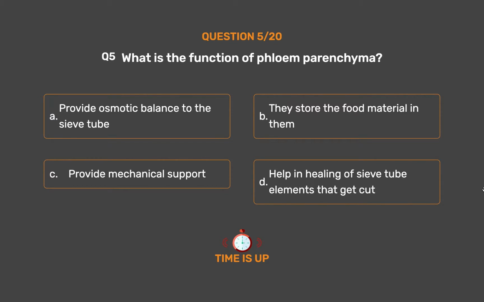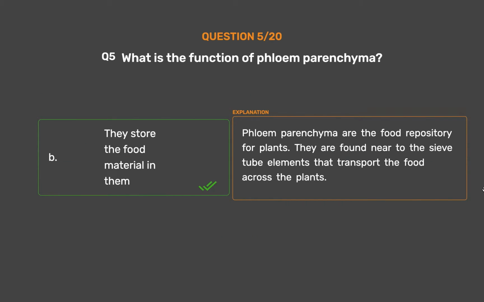The correct answer is Option B. They store the food material in them. Phloem parenchyma are the food repository for plants. They are found near the sieve tube elements that transport the food across the plants.